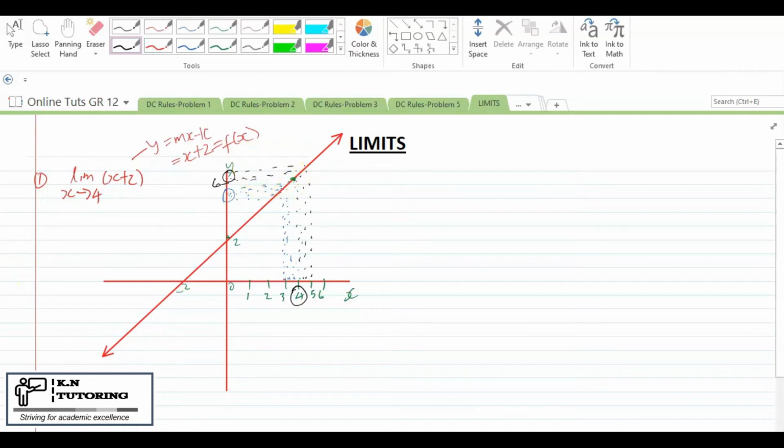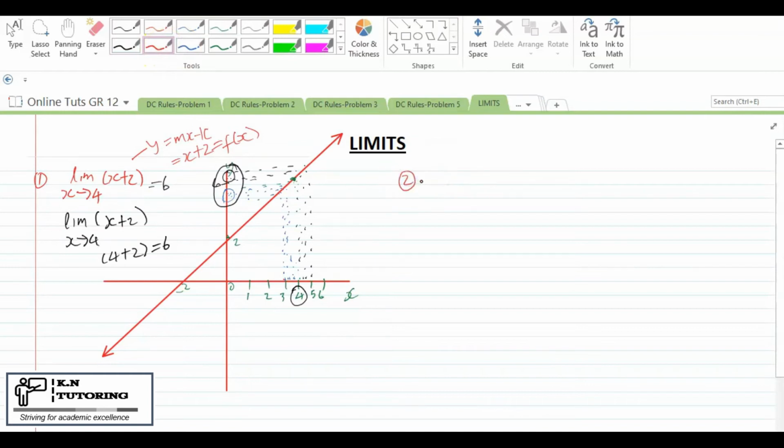Basically what this means is that here where we have the limit as x approaches 4 of x plus 2, I can just substitute in the value of 4 there, and 4 plus 2 equals 6. So this means that the limit of x plus 2 as x approaches 4 is 6. That's why the value that we get is 6. Let's look at another example. Example number 2.